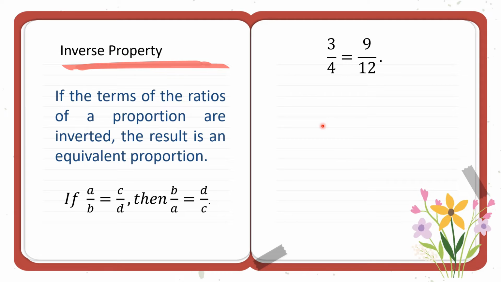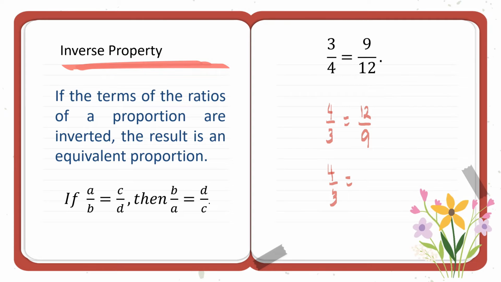Again, let's take a look at 3 over 4 equals 9 over 12. We know that this given is a proportion. So, let's see if we get the same or equivalent proportion if we write 4 over 3 equals 12 over 9. Are they still equal? 4 over 3, is it equal to 12 over 9?